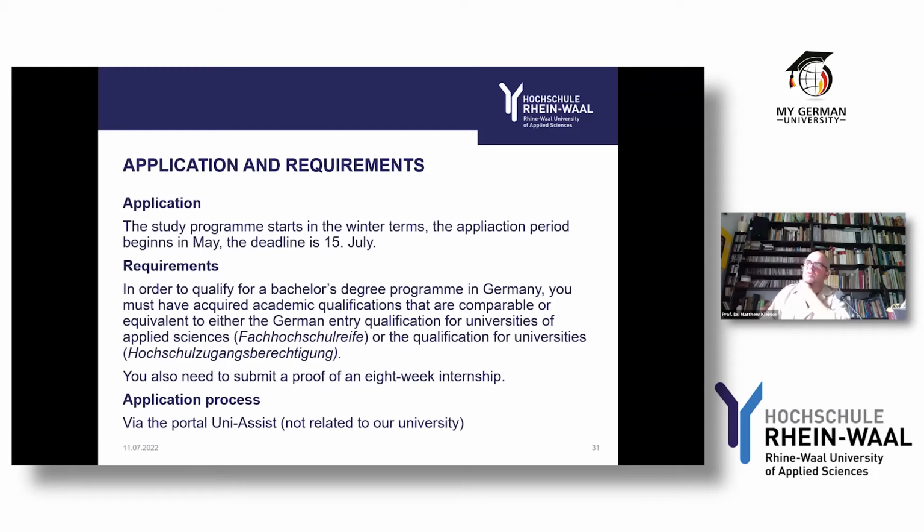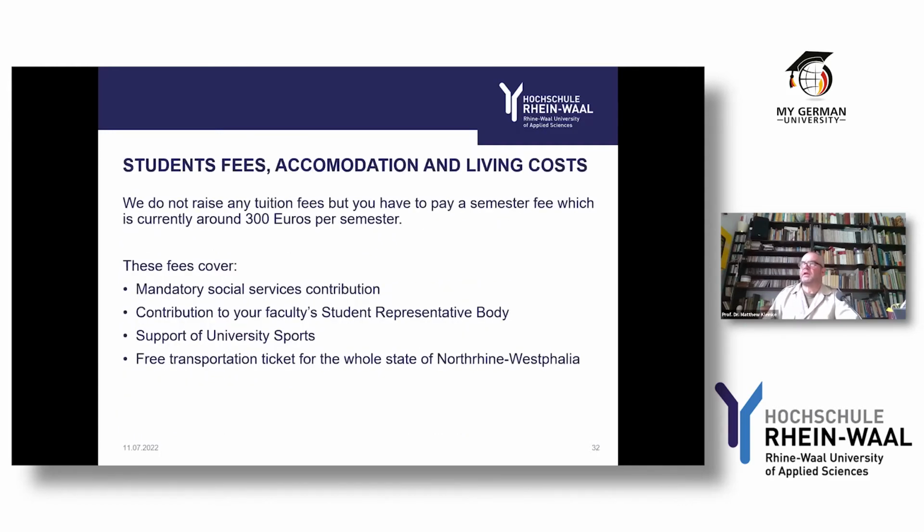Of course, you have to be qualified, so you need a qualification which is equal to the German level. Try to find out if your qualification for university fits this requirement. The application process goes through our partner online. The whole application process is online, but we have a partner for international students. It's UniAssist, but you will find all this information on our website as well.